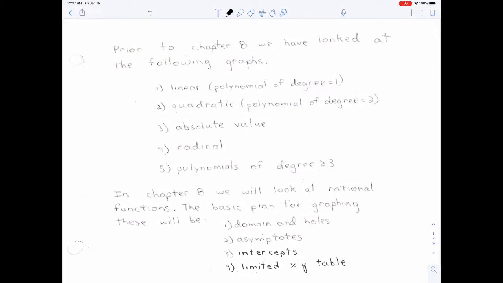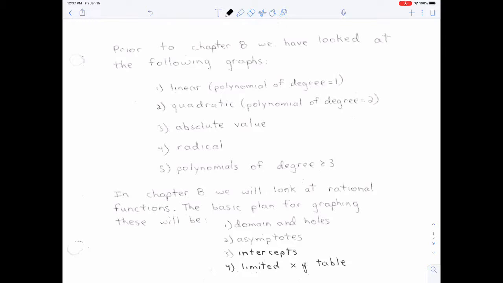We're getting to the point now where we have a fair number of equations that we've graphed. The first thing we graphed this year, in the first semester, was a linear equation. That's a polynomial of degree 1. That was chapter 2. Quadratic, which was chapter 4, is a polynomial of degree 2. That makes a U shape or a parabola. Absolute value makes a V. A radical equation is kind of like a half parabola on its side. And then the first one that we did this semester is polynomials of degree 3 and greater.